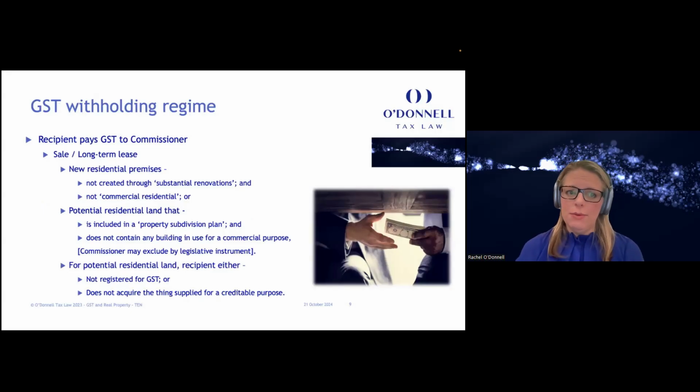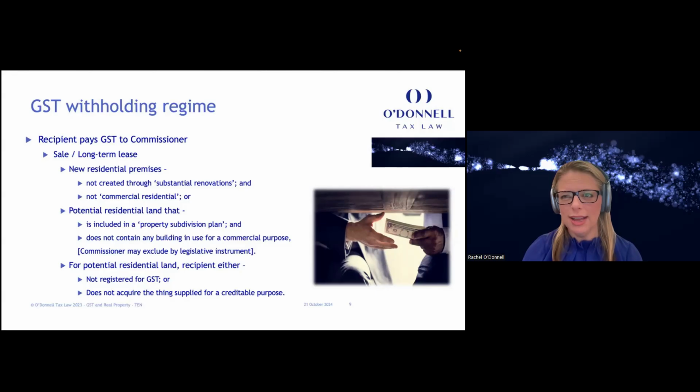Moving on now to the GST withholding regime. You would hopefully be familiar with this. It was introduced a number of years ago, basically to prevent phoenixing by developers. And under this approach, the recipient of the supply actually pays the GST to the Commissioner. So it applies for the sale or long-term lease of new residential premises that were not created through substantial renovation and that are not commercial residential premises.